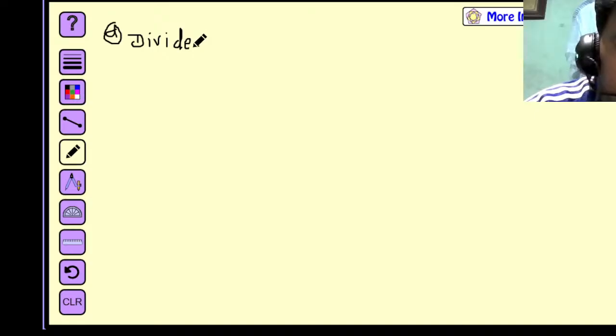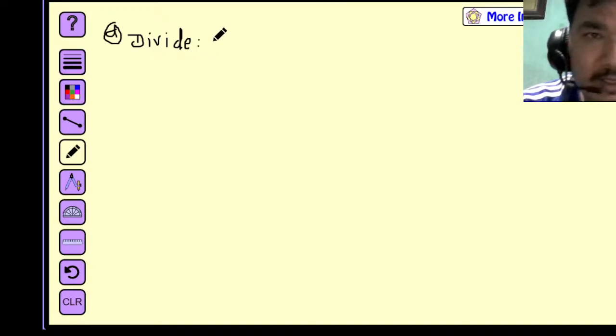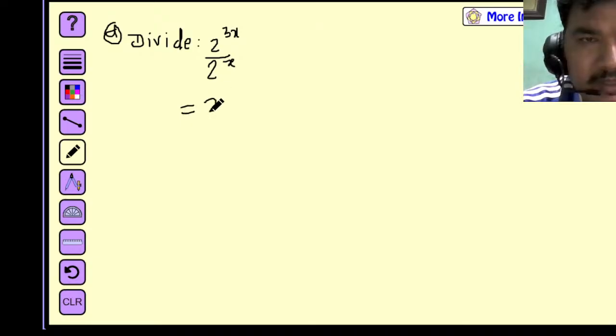Divide, right? If the question is given like this, 2 to the power 3x, right here? 2 to the power 3x, okay, and it's divided by 2 to the power x only. Right, here is a base 2, here is a base 2. Then we need to write only one base and we subtract this power, okay? This will be 3x minus x. Then when we subtract them, the answer comes here 2 to the power 2x, right? This is the answer only, okay?